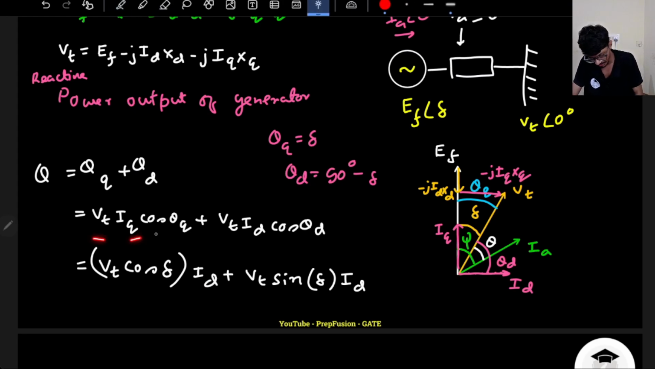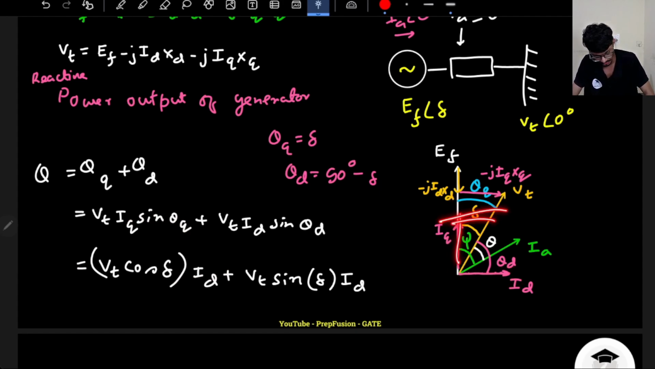It is basically VT IQ into sine of theta q. You can see from the phasor diagram, and this will be VT ID into sine of theta d, the out of phase component. So if ID is here, here is my VT cos delta. So my reactive power will be VT cos delta.